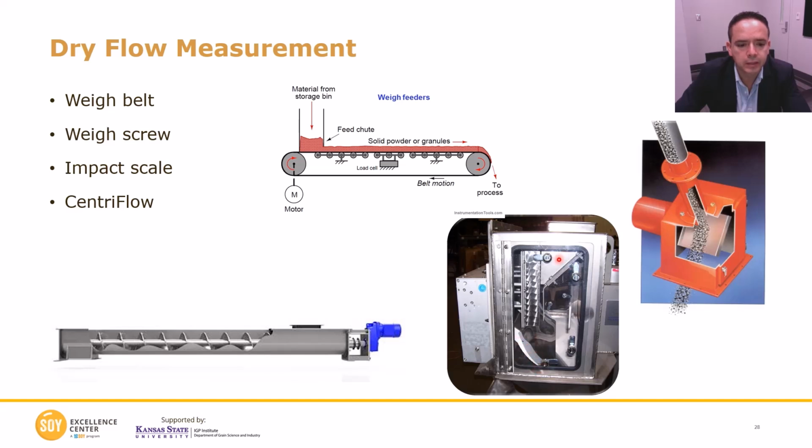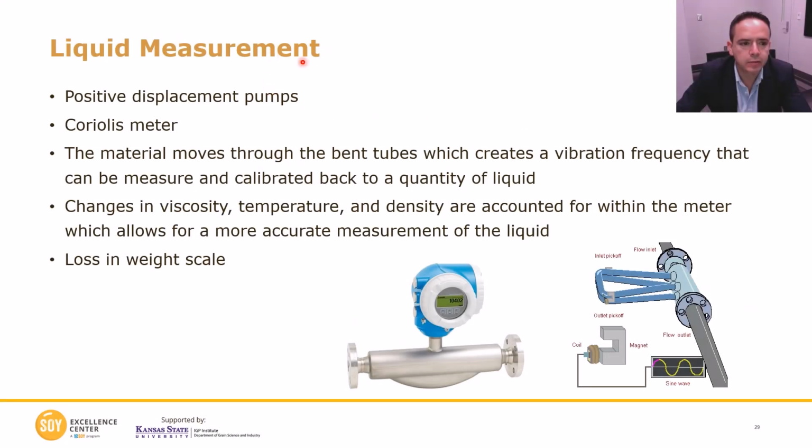So as the pellets are dropping, all pellets are touching the centriflow, and this is measuring the dry flow. And then you have the liquid measurements, and as I mentioned before, you can use positive displacement pumps when you are pumping from the fat tank to the mixer.